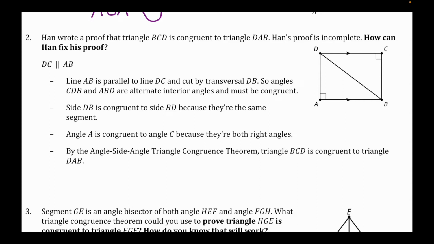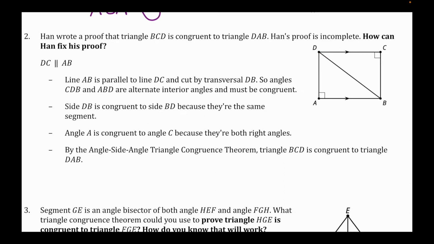So he said line AB is parallel to DC and cut by transversal DB. So angles CDB and ABD are alternate interior angles and must be congruent. That is correct. Sometimes it can be a little confusing, but you need to make sure that your angle arc is touching one of the lines that is parallel and the transversal in order to work. So if he had said this one here, that wouldn't work because we don't know about these 2 lines on the side.